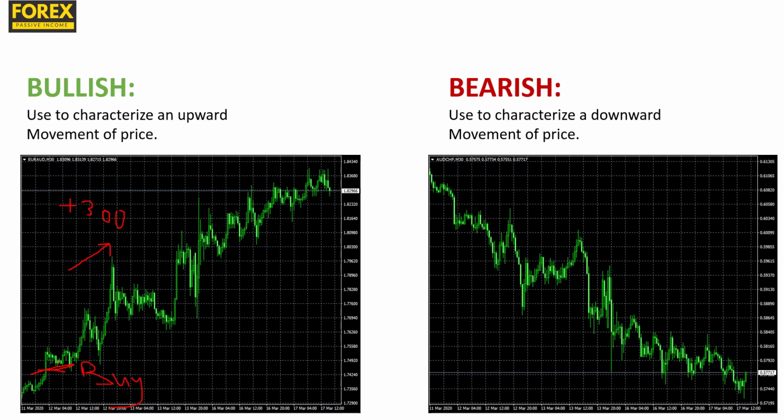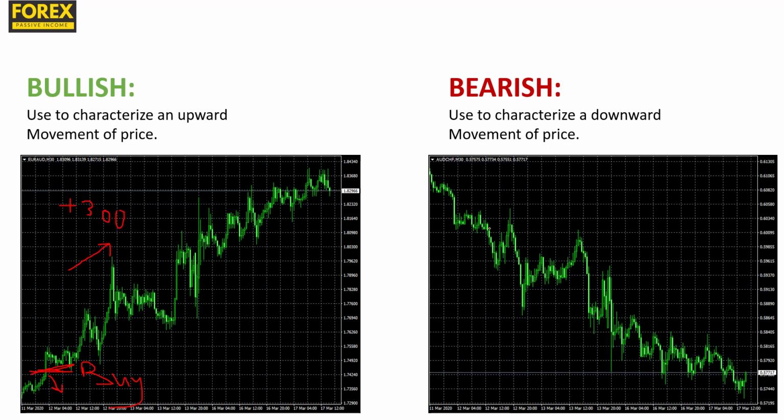So what happens when you enter a buy position? You are buying with an expectation that the price is going to go higher. So if you buy and it's going down, you're not making profit, you're making losses. That's why you need to know the right time to buy. We'll be talking about that when we talk about strategy.